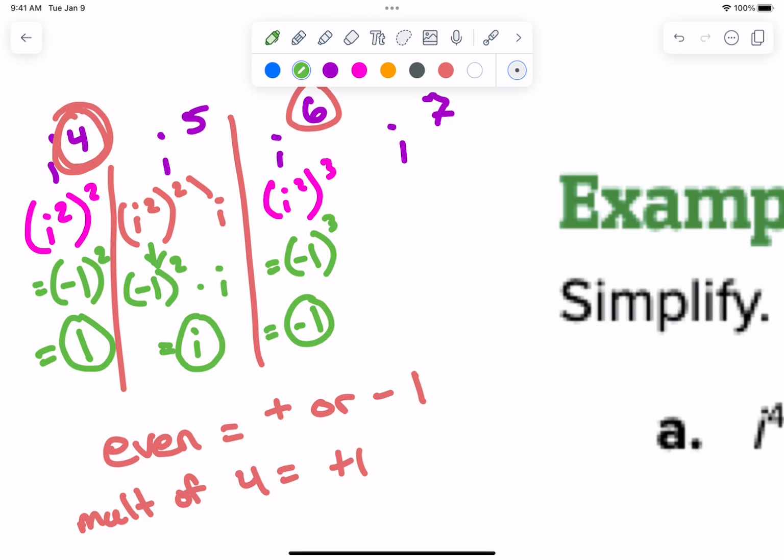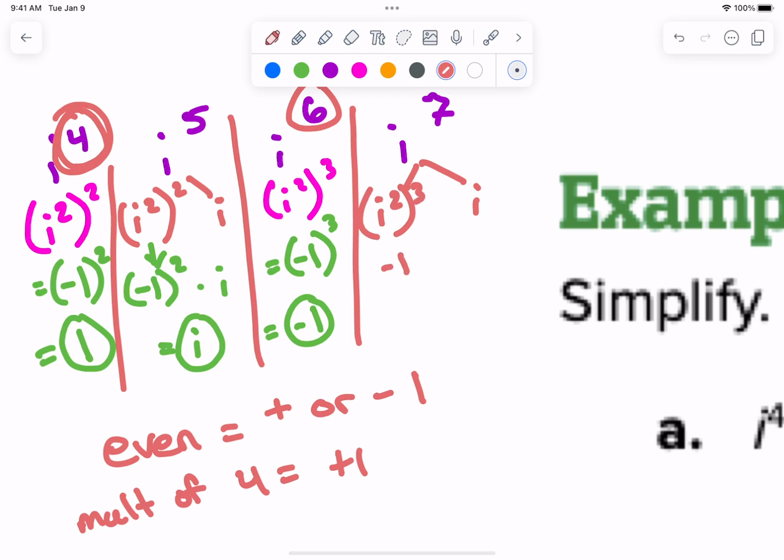Questions about that? If it's an odd power, you're going to hang an i off. Okay? Do you think it's going to be -i? Okay, we'll see. You're right. We're going to hang an i off, but this would be i squared cubed. The only thing that we know is i squared. We know i squared is -1. So -1 to the third power times i is going to be -i.